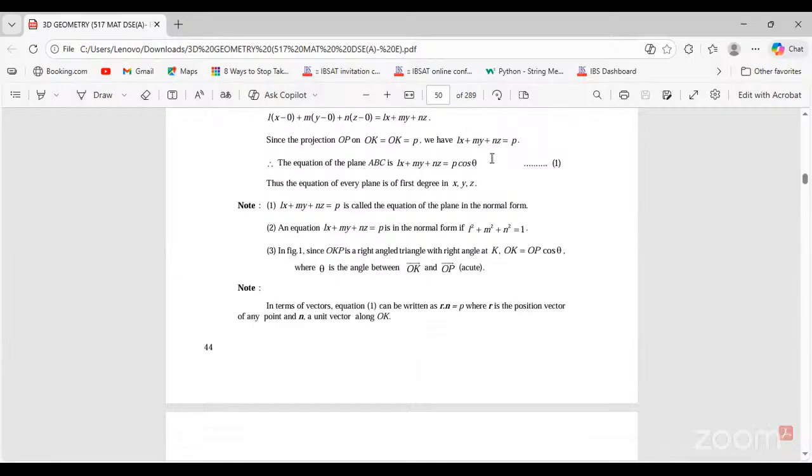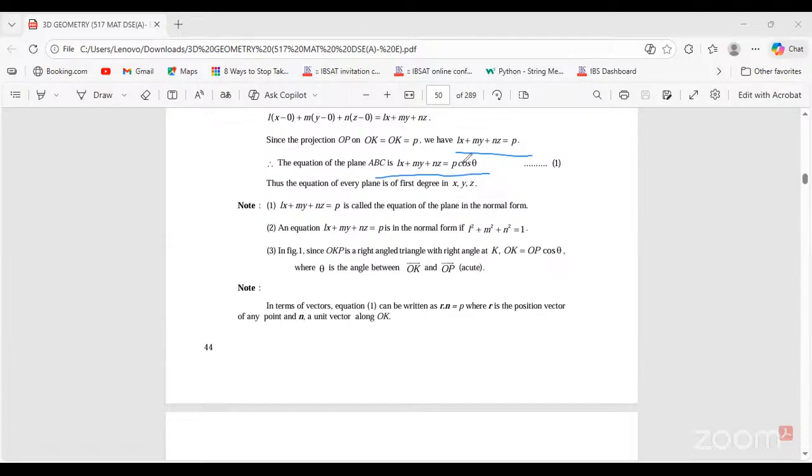What is the equation of a plane in normal form? It is Lx plus my plus nz equals to p. The equation of a plane in normal form is this one. Thus, the equation of every plane is of first degree only. We are discussing only first degree equations.